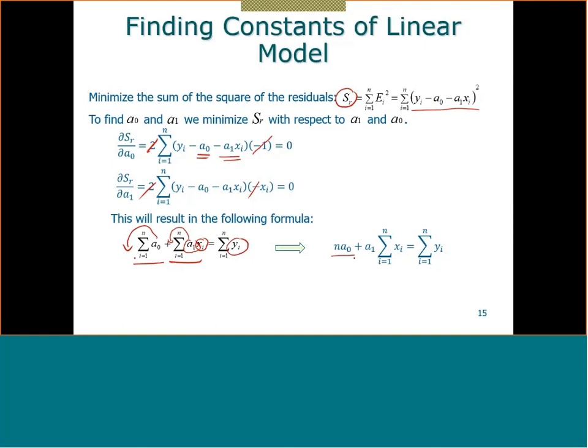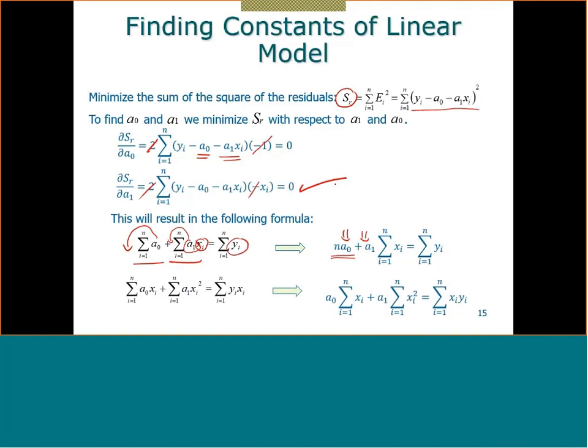This equation. The other equation becomes a1 times the summation of x of i, i goes from 1 to n, equal to the summation of yi. Again, what are my unknowns? a0 and a1. So I have here one equation, but we have two unknowns. I cannot solve this with two unknowns. I need another equation, which is coming from this equation.